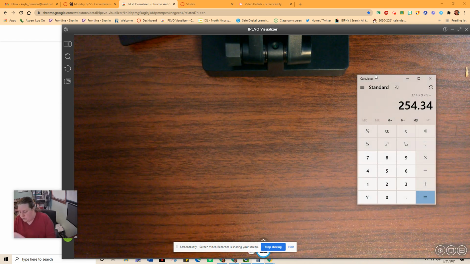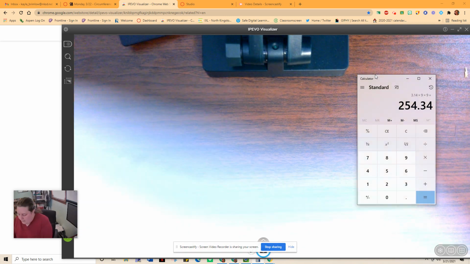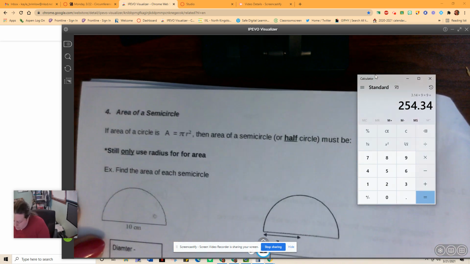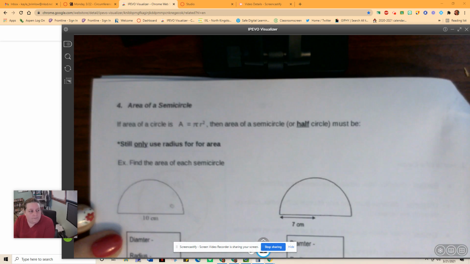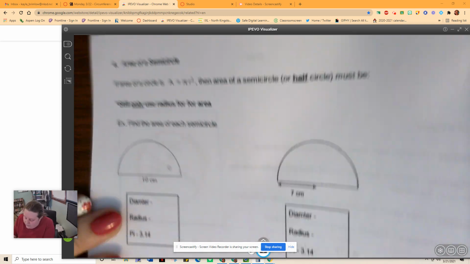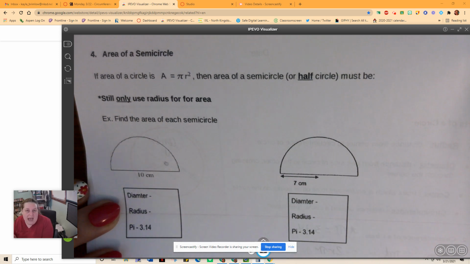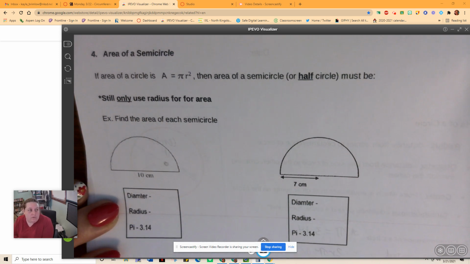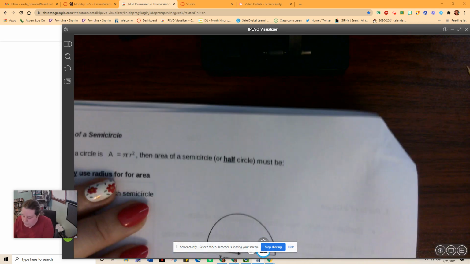So we're going to turn to the next page, which is page 2 in your packet, or on the second page if you printed out the notes. So area of a semicircle. So just looking at the semicircles provided here, a semicircle is half of a circle, okay? So when we're finding the area of a semicircle, it's still like finding the area of a circle. However, we're only using half of it. So we have to take our area and then divide it by 2.